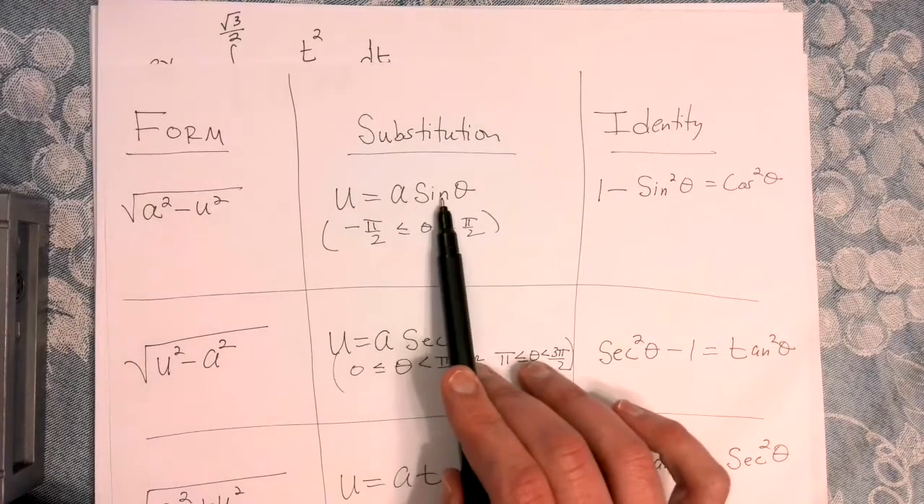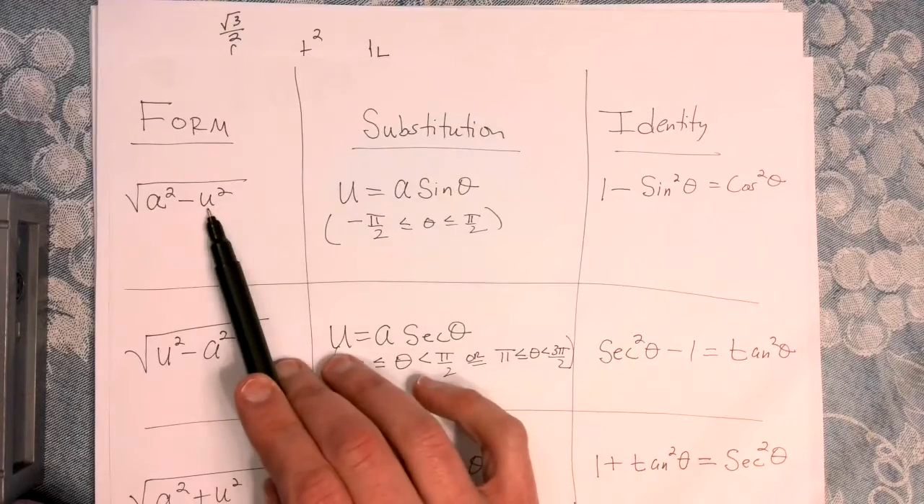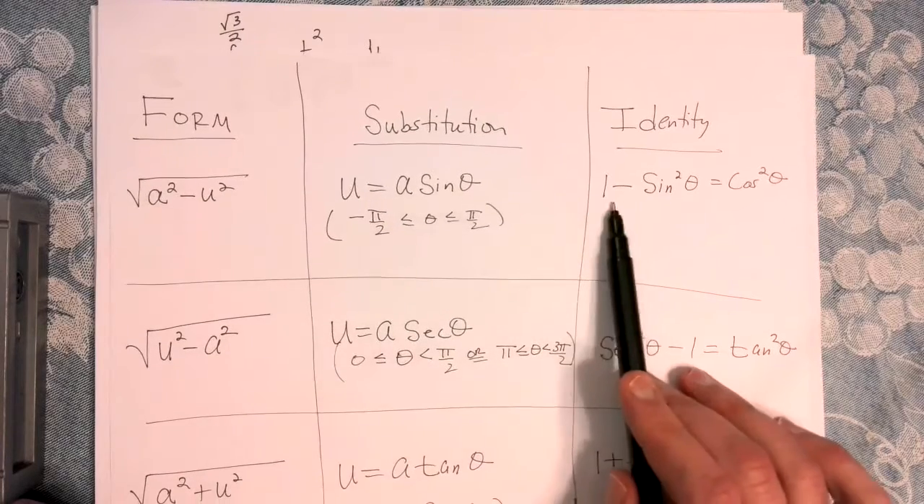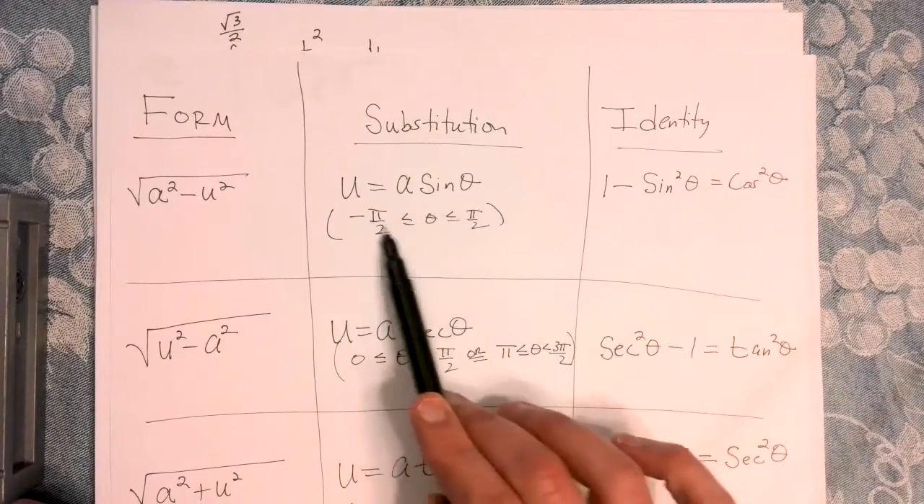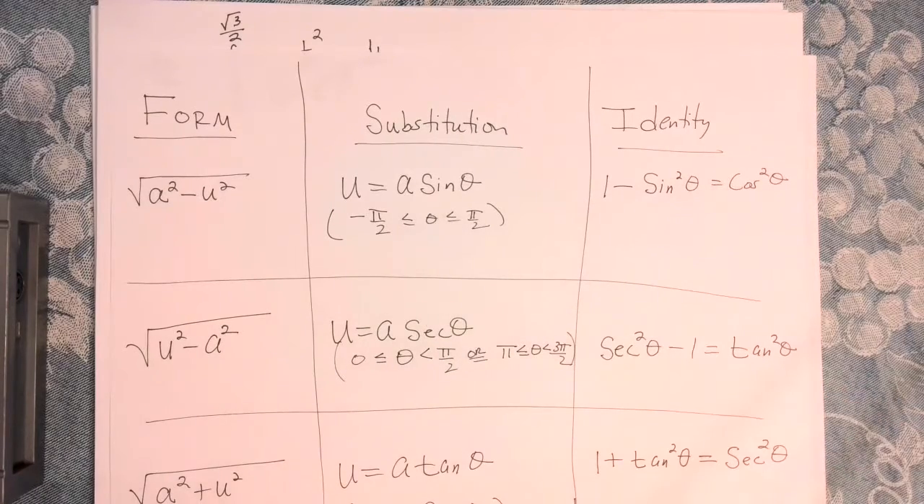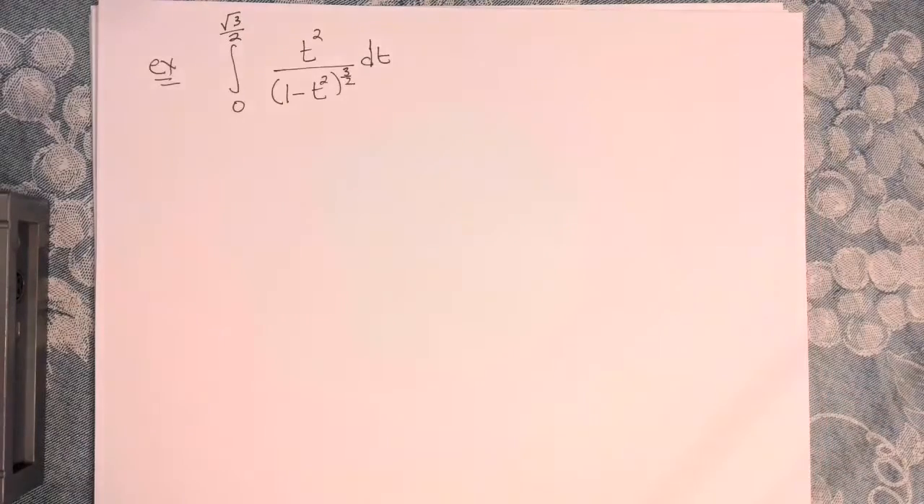Again, the reason we do that is once we plug that in for u and do a little bit of algebra, we get a Pythagorean identity that reduces the radical. And this restriction is because of the cosine. All right, let's go for it.